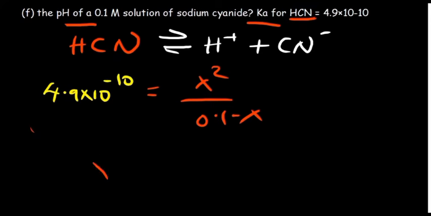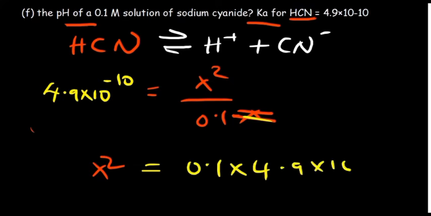So our x squared, we said whenever the value of K is low, no need of you working out a quadratic function, so you cancel out that part. So your x squared is equal to 0.1 multiplied by 4.9 by 10 to the power negative 10. Okay, so you can grab your calculator there and plug in the values. So after multiplying and finding the square root, the value of x that I'm finding is basically 7 by 10 to the power negative 6.